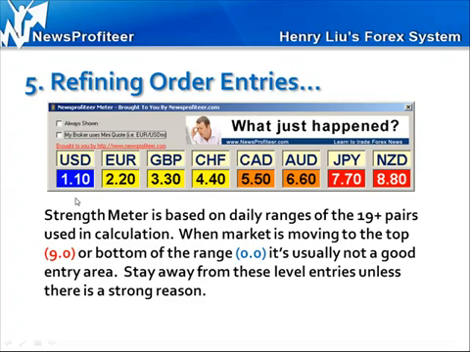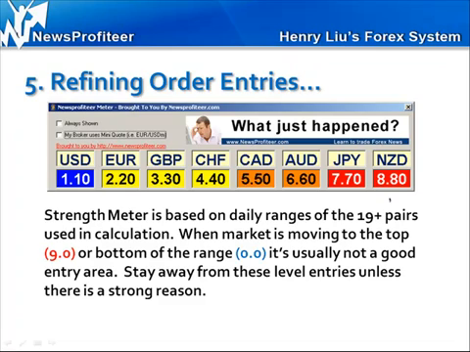Okay, so what's the daily range? It's the high and the low of the day. And the day starts at 5 p.m. and ends at 4:59 p.m. the next day if you're in the New York time zone. So it calculates the range, and when you're at the top of the range, the number is likely to be high.